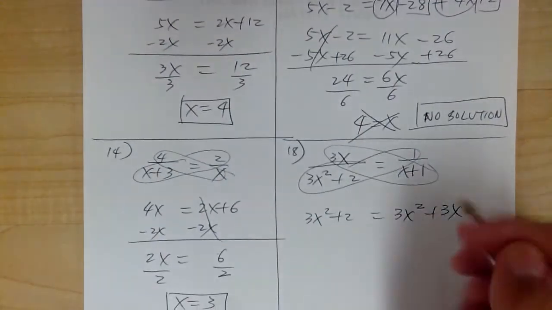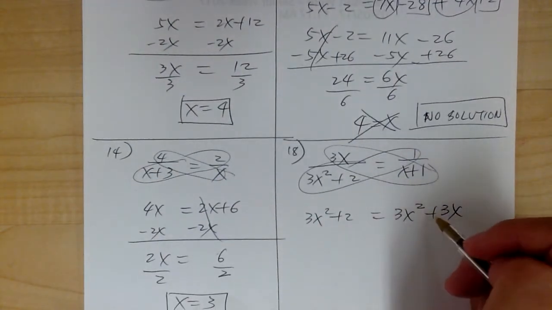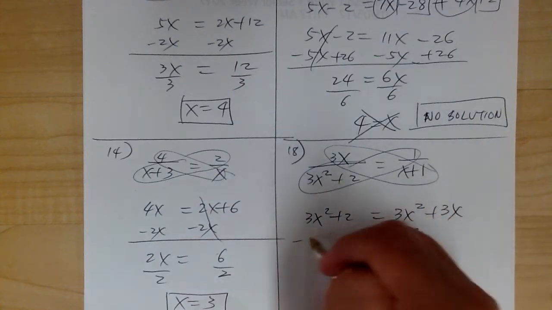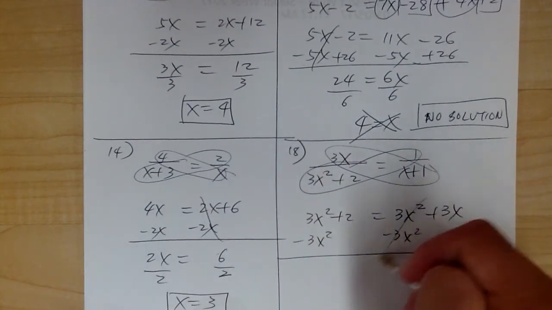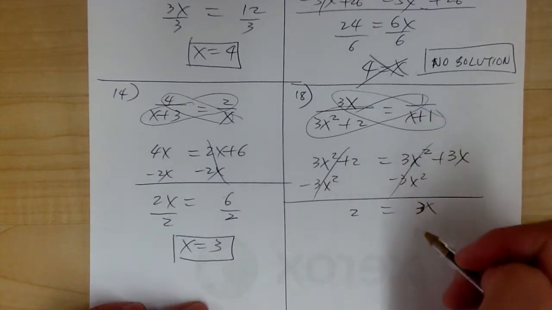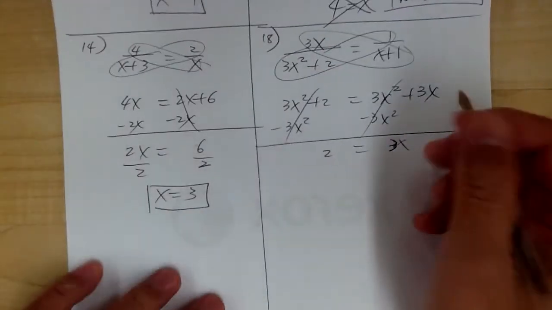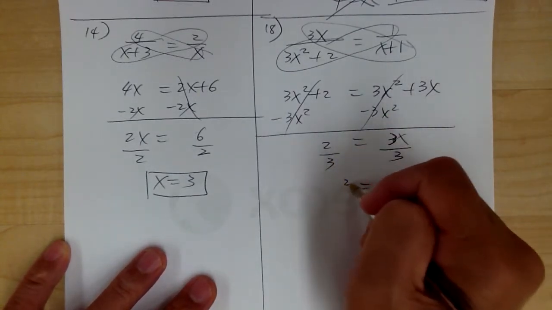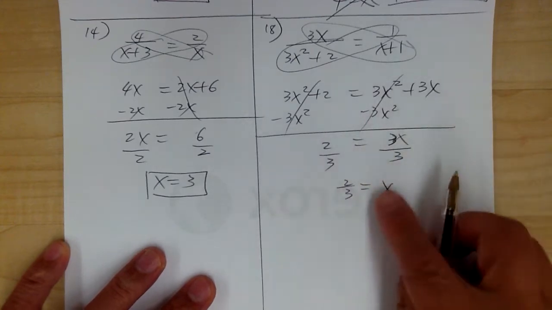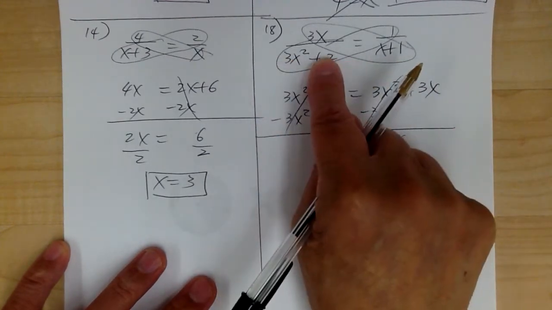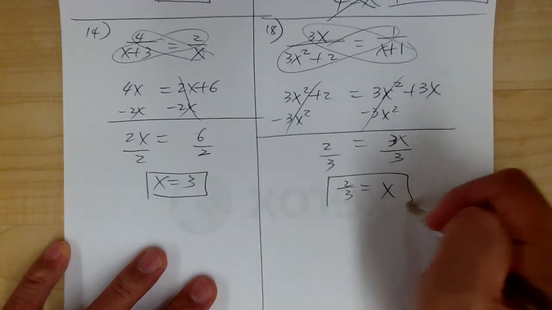From here, notice you got 3x squared, right? So in this case, you can subtract 3x squared on both sides. It cancels out, so you get 2 equal to 3x. Then from here, divide by 3, so x equal to 2 over 3. And you check: the 1 is not allowed. This one will never equal 0, so this one is okay.